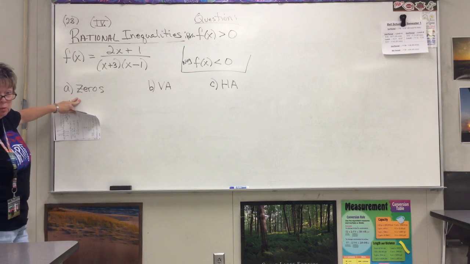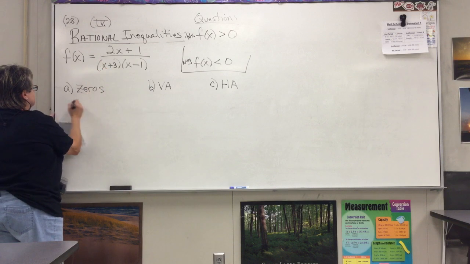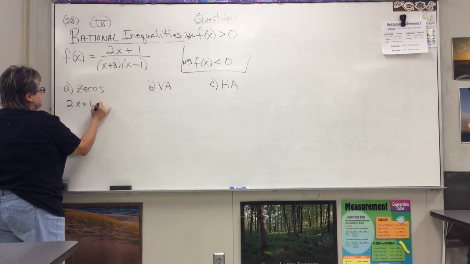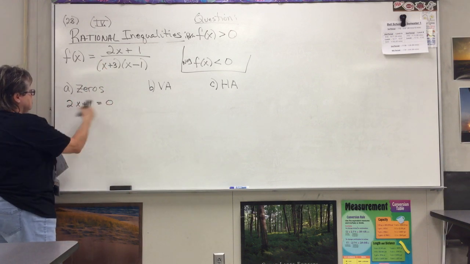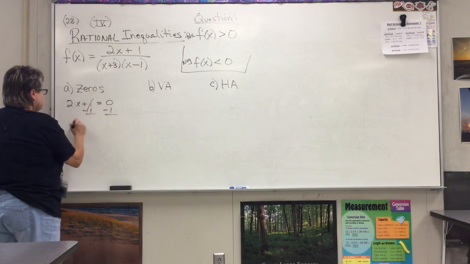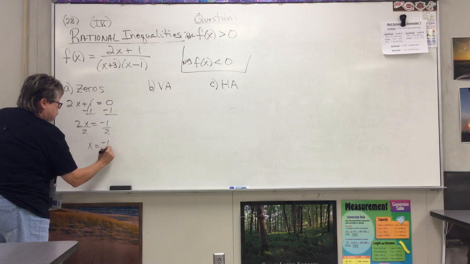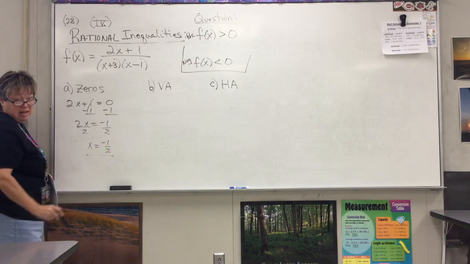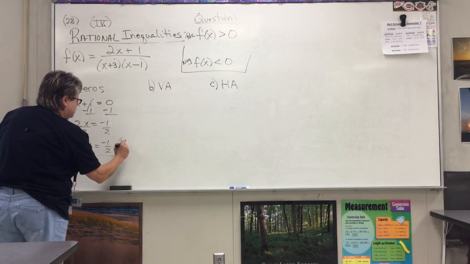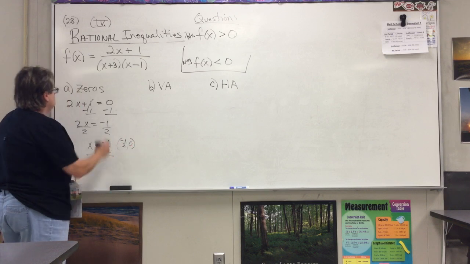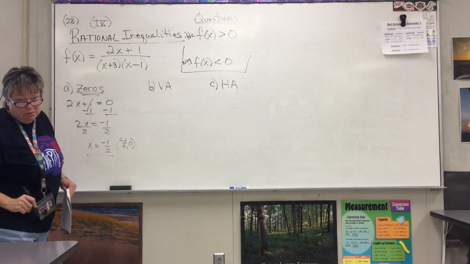First of all, we want to find out where are the zeros of that rational function. So if you look at that numerator, set it equal to 0 and solve, we've got x equals -1/2. There we have a 0. Okay, so at -1/2, 0, we have a 0.